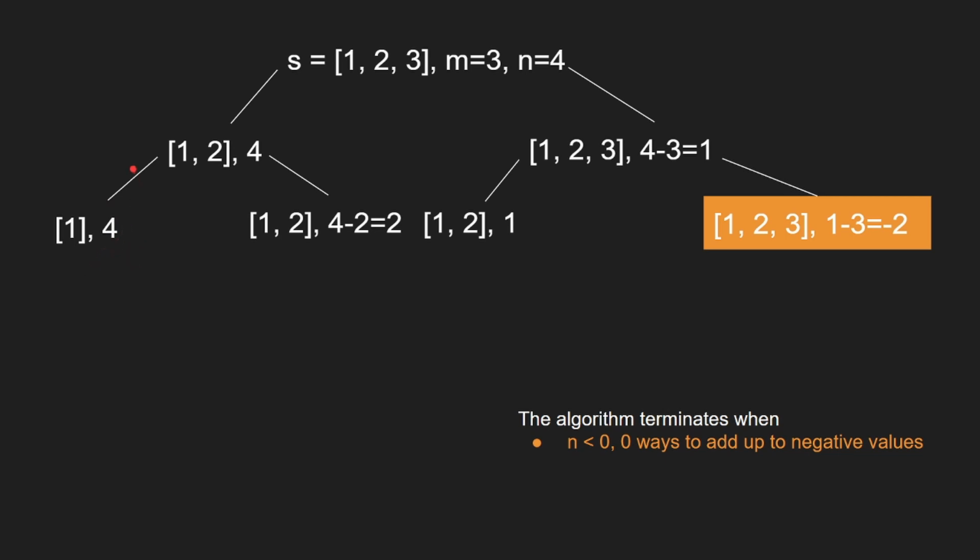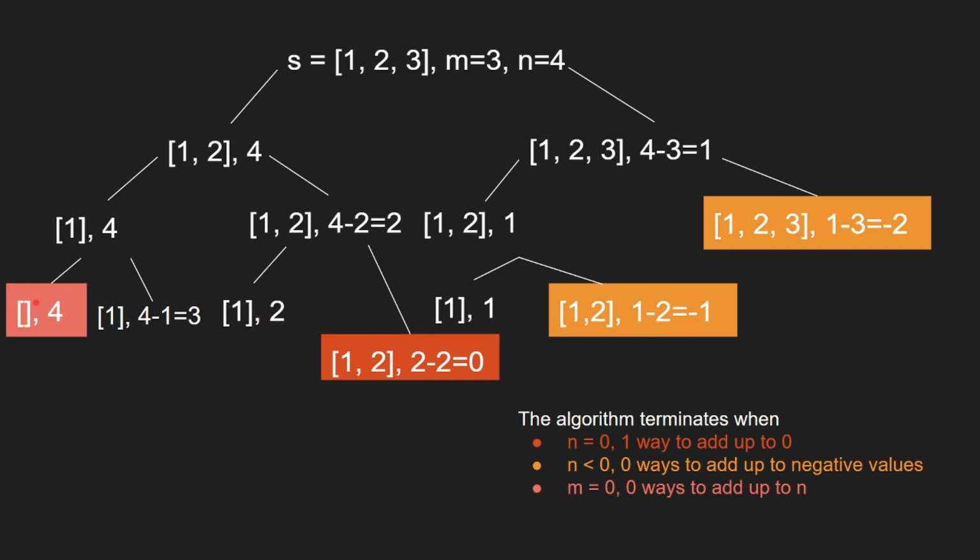Where if you don't use the value 2, you're adding 1 up to 4. If you do use 2, then you're adding 1 up to 2. If you don't use the last value 3, then you're adding 1 and 2 up to 1. If you do use the last value 3, then you have to stop processing that branch because there are no ways to add up to negative numbers. If you don't use the value 1, then you have no coins and there's 0 ways to add no coins up to 4.